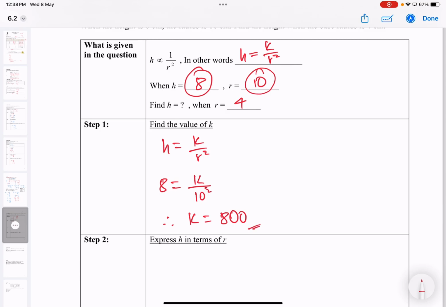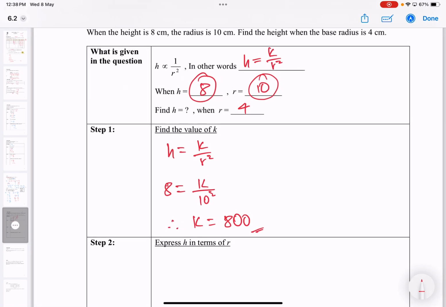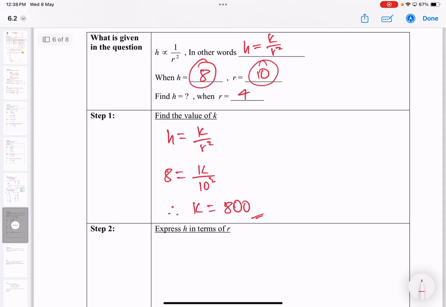How many of you managed to get 800? Can I have a show of hands? That's awesome, good. Thank you very much, put down your hands. After I found my value of K, I substitute it back. H is equals to 800 over R squared. And then I answer my question now. What do I want to find? They want you to find the value of H when the value of R is 4.